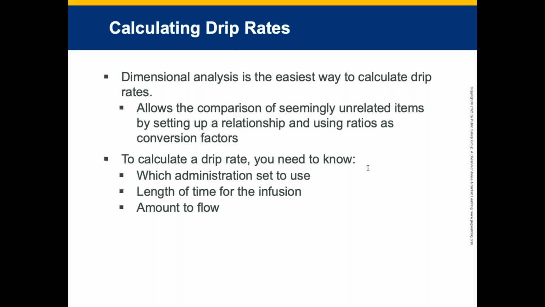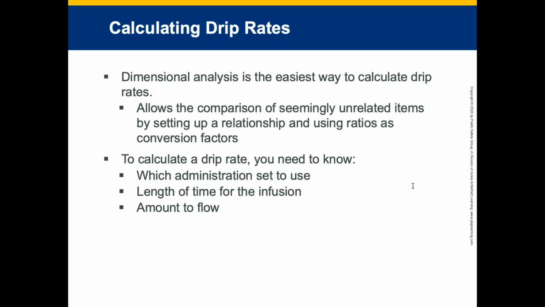So an example would be, and if you have paper in front of you, you can write this stuff out. If you're driving or on the road, please don't do it while you're driving. All right. The order is given for 250 mLs of normal saline over 90 minutes. The administration set is a macro drip, which is 10 drops per mL.